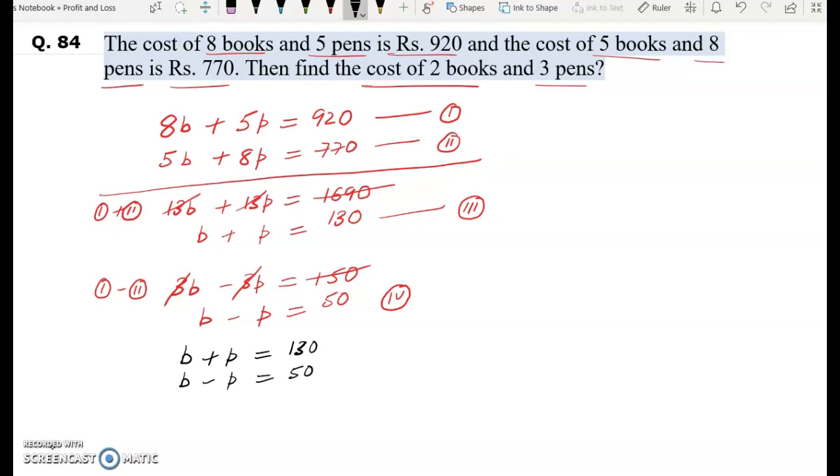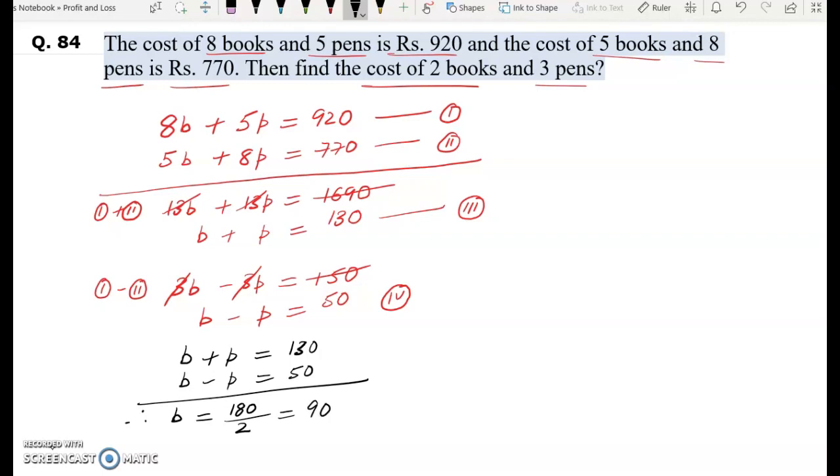Now we can easily find the value of b and p. Therefore b is equal to how much? We will have to add to find the value of b. So p will cancel out and 130 plus 50 will be 180 divided by 2, because here we have 2b. So the value of b will be 90.